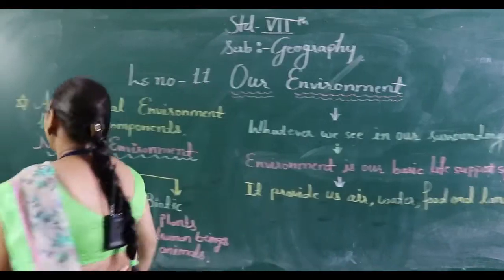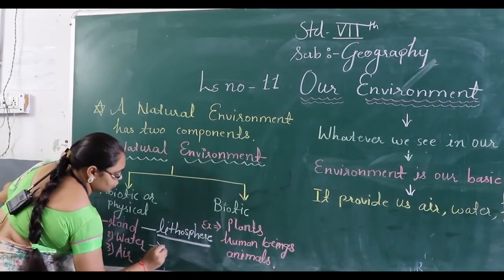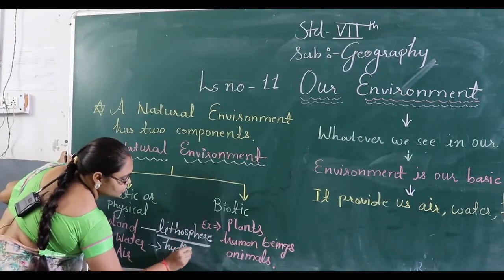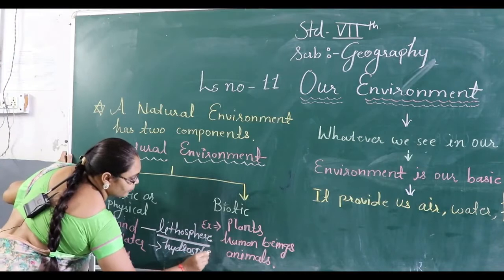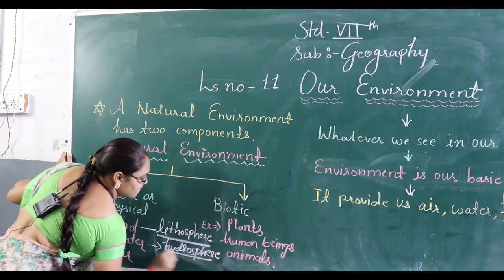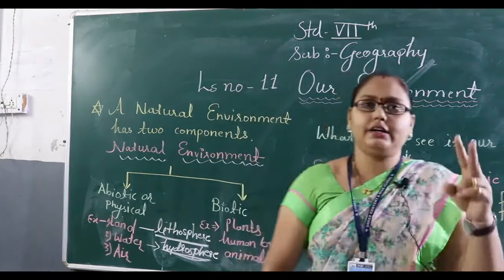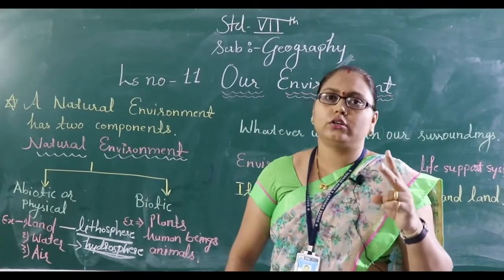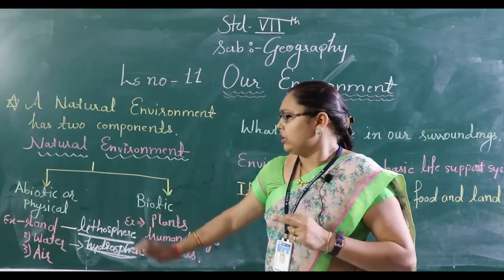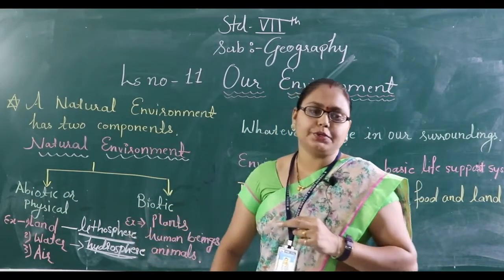Then the second abiotic or non-living thing is water. Water is also called the hydrosphere. Water is the second abiotic, non-living thing, and water is called the hydrosphere.